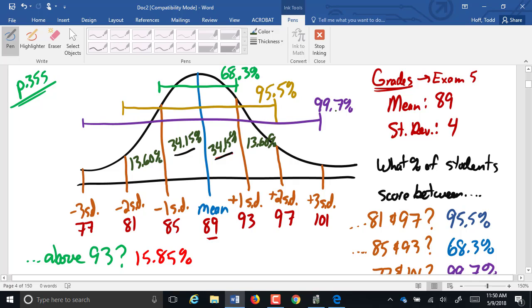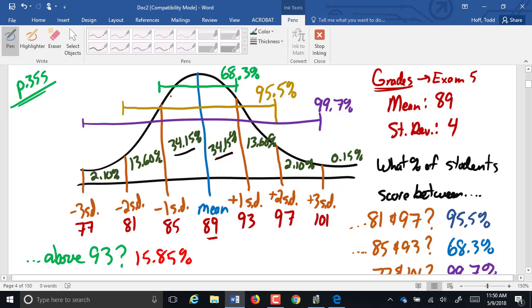Going out from there, the 99.7 from the center out would be half of that 99.7. Half of 99.7 is going to be 49.85. I subtract the 34.15 and the 13.6. What is that? 47.75. So that's going to be 2.10% there. Then, of course, all the way out here is going to be 0.15%, the rest of it. So going in this direction, those percents fill in.